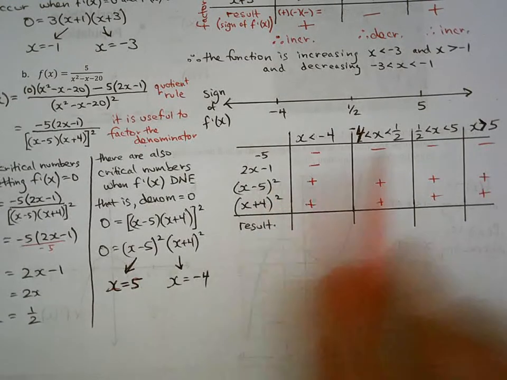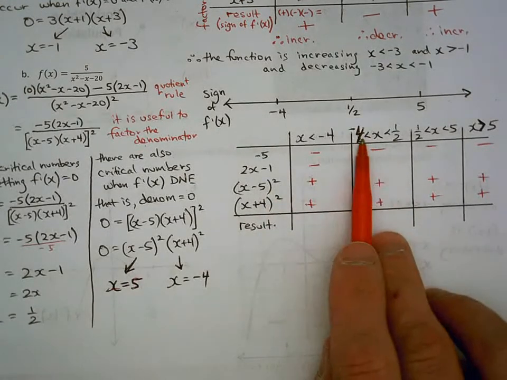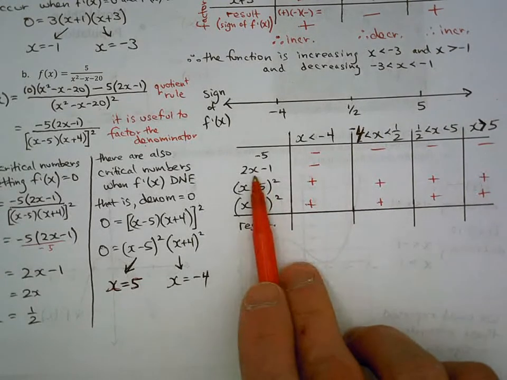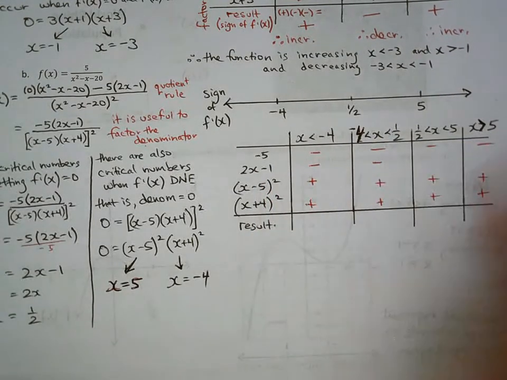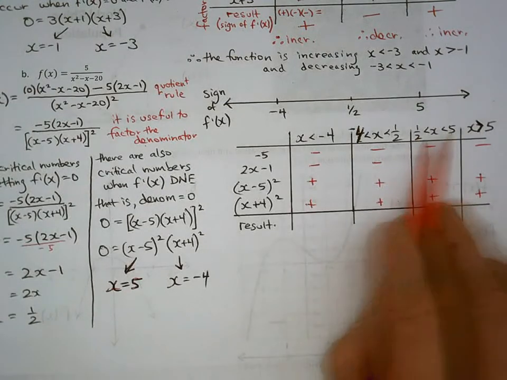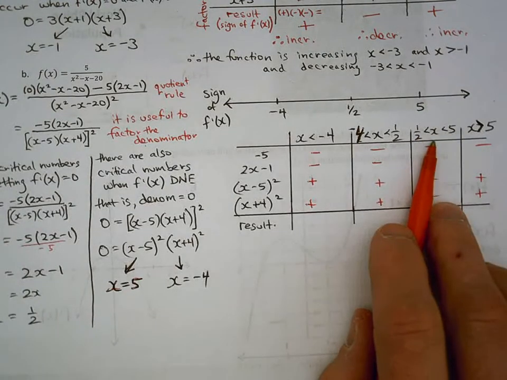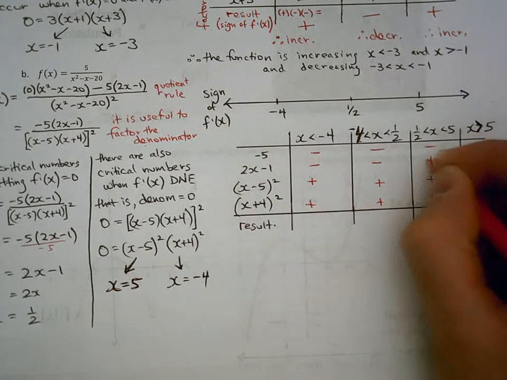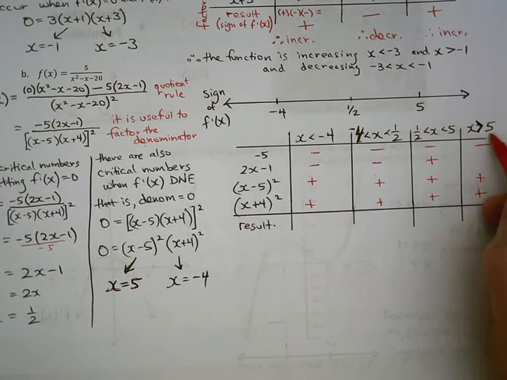Let's look at this factor. Choose a number between negative 4 and half. This should be easy, I'll just choose 0. If I put a 0 in here, it's negative. Choose a number between half and 5. I'm going to choose 1, that'll be the easiest number to use. 2 times 1 is 2, minus 1, that's positive. And if I choose a number greater than 5, say 6, this is also positive.